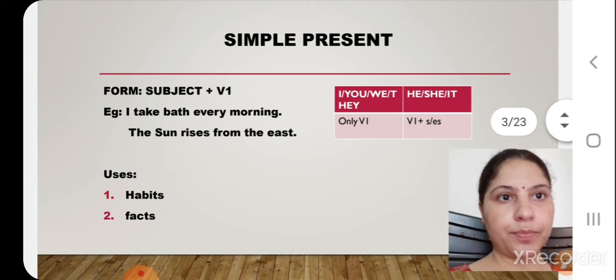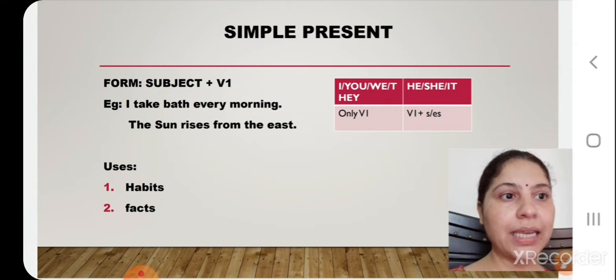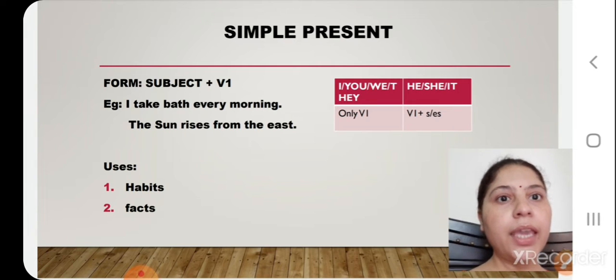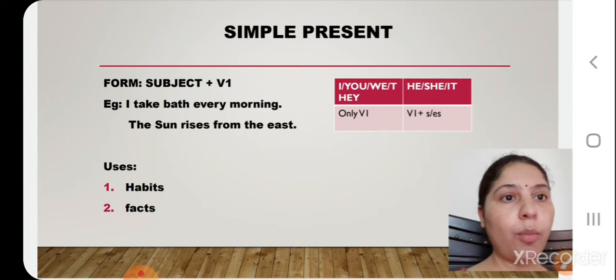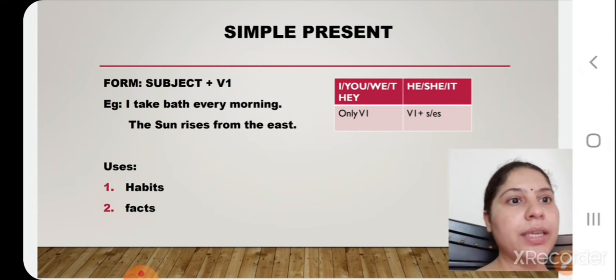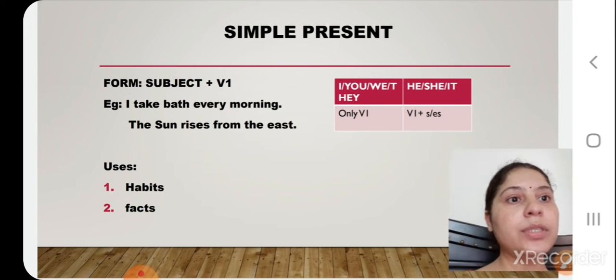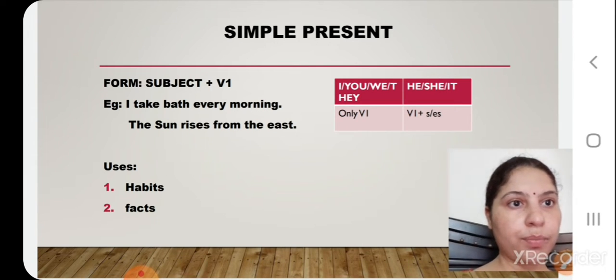So let's move on to the first tense, simple present, also known as present indefinite tense. Here we use first form of the verb along with the subject. If the subject is a singular noun or pronoun, then we use s or es with it. Like if the subject is he, she, it, or some name, singular person, then we will use s or es along with the first form. If it is I, you, we, they, then we do not need s or es.